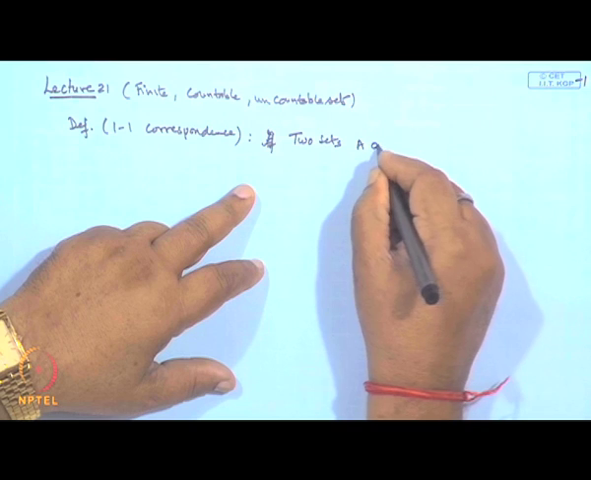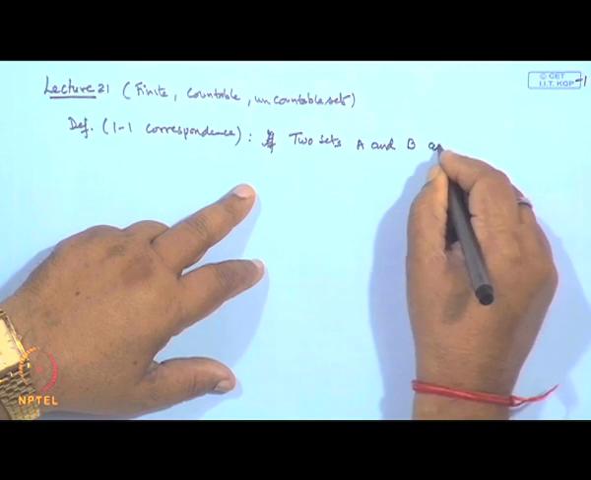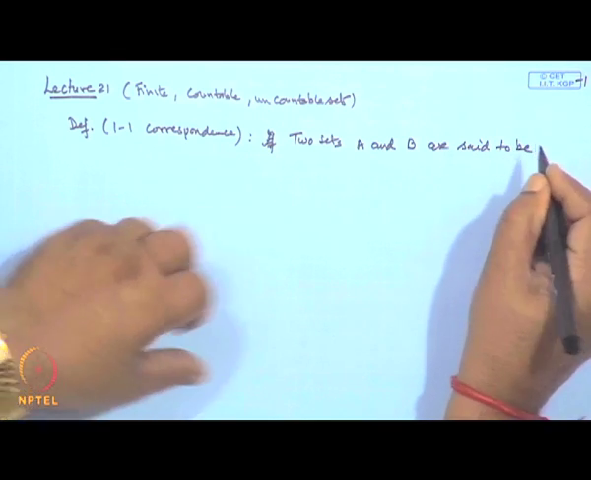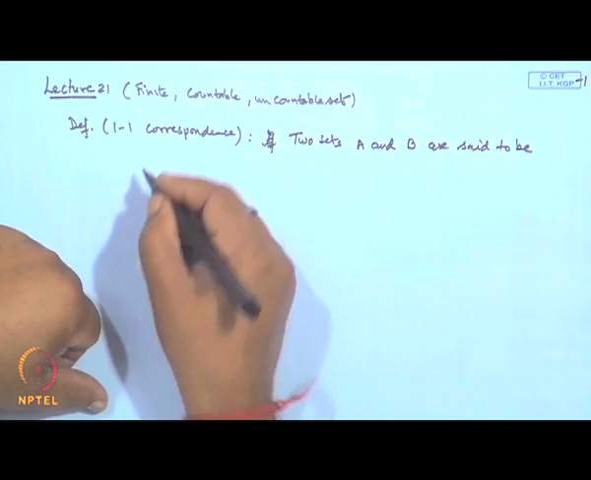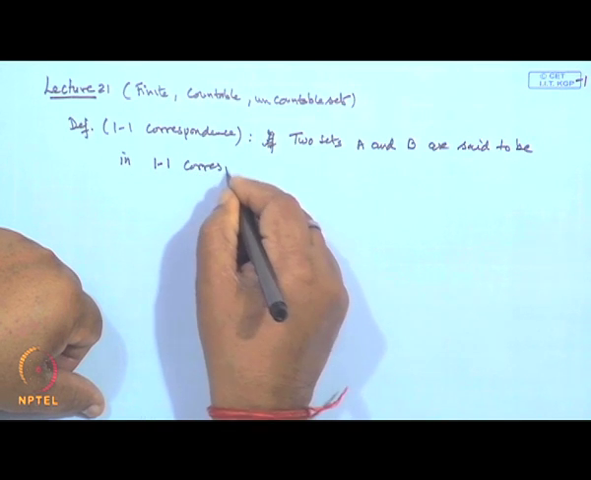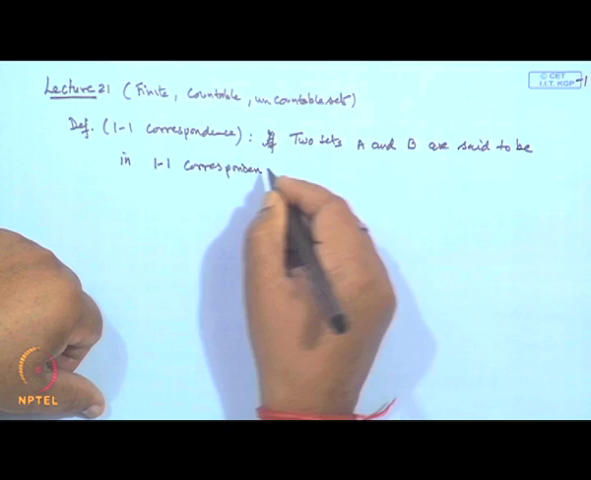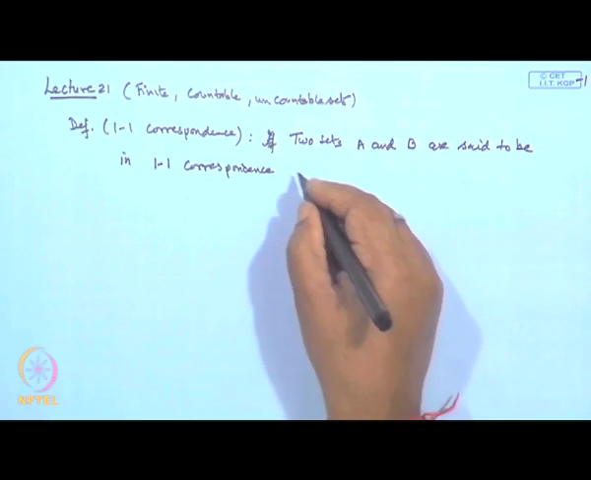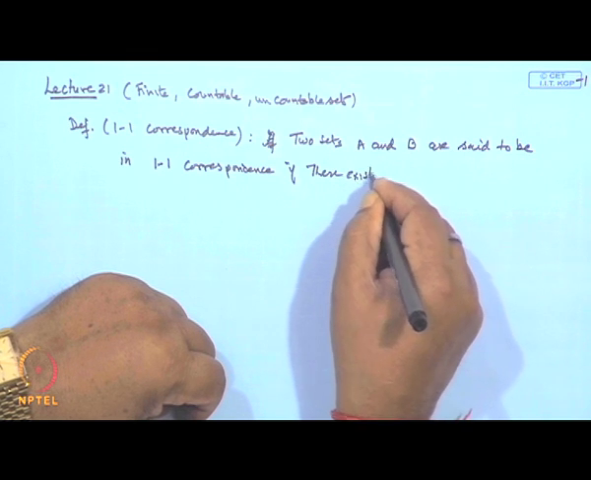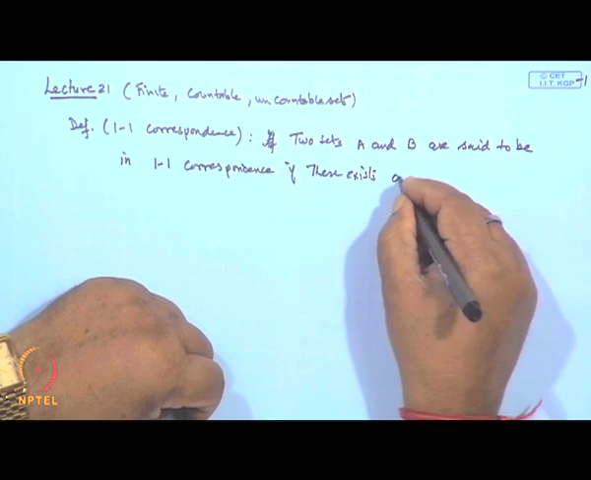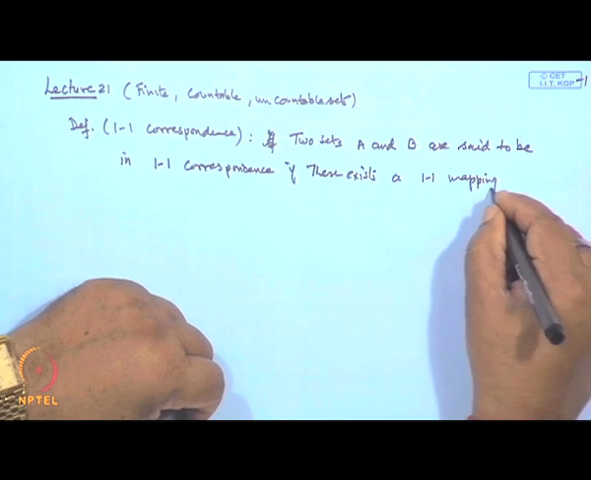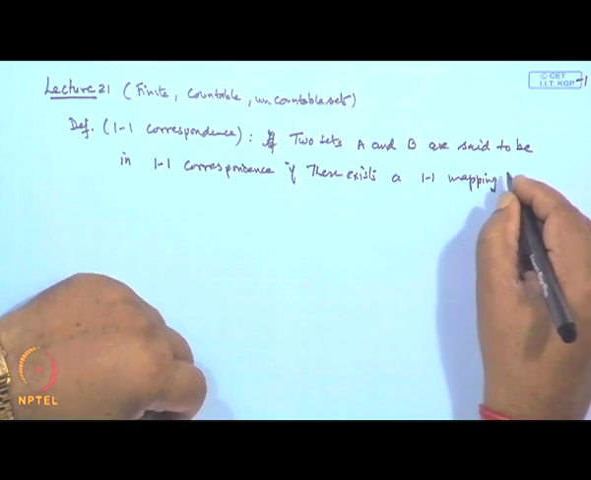The two sets A and B are said to be in one-to-one correspondence if there exists a one-to-one mapping from A onto B.